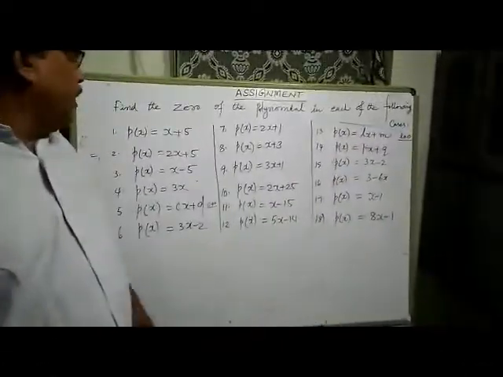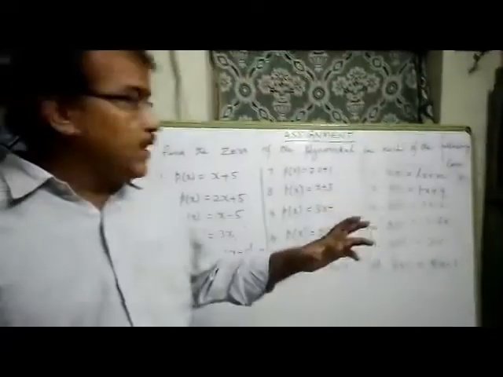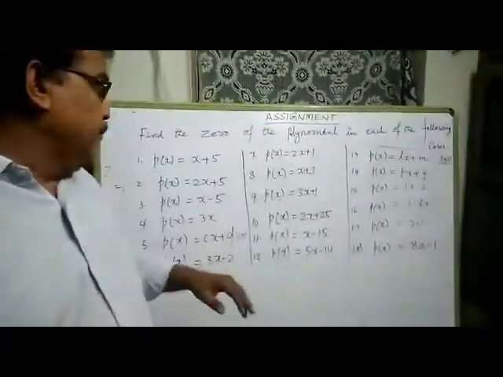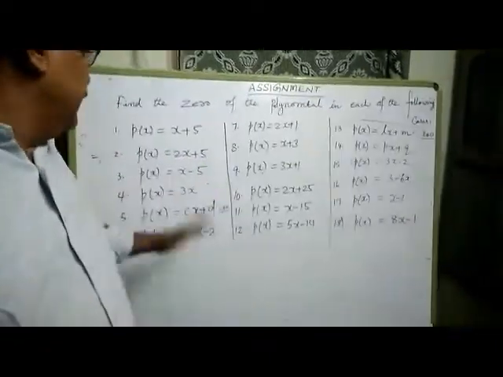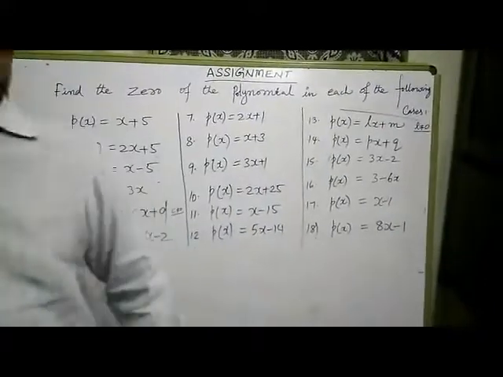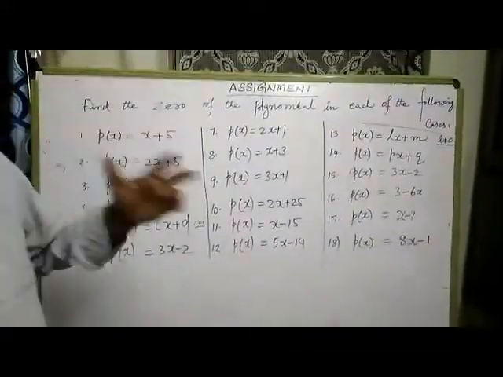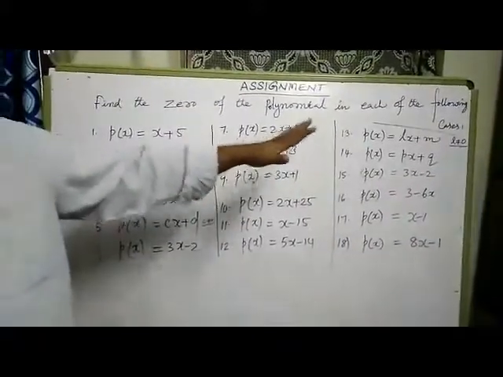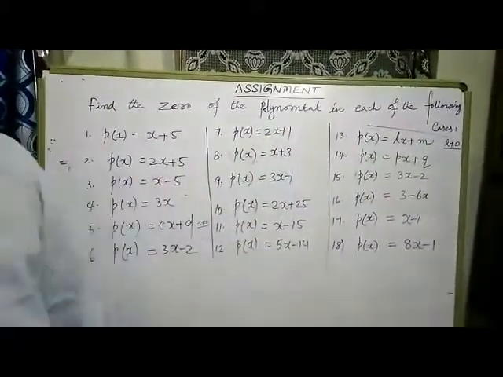How to find the zeros of a linear polynomial? We discussed it with nearly 4 or 5 examples. Here I am giving an assignment, total 18 questions, very easy. You can do it easily. Find the zeros of the polynomial in each of the following cases. All are linear polynomials only.